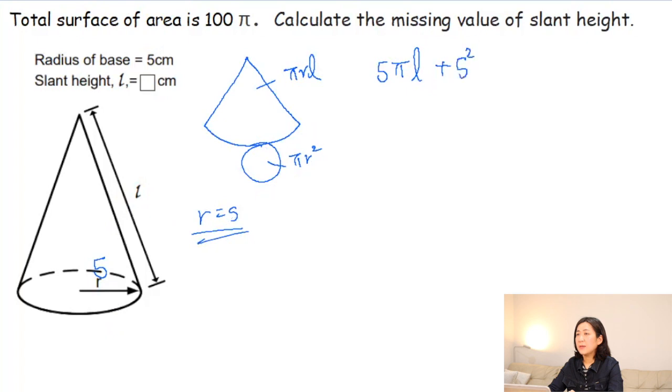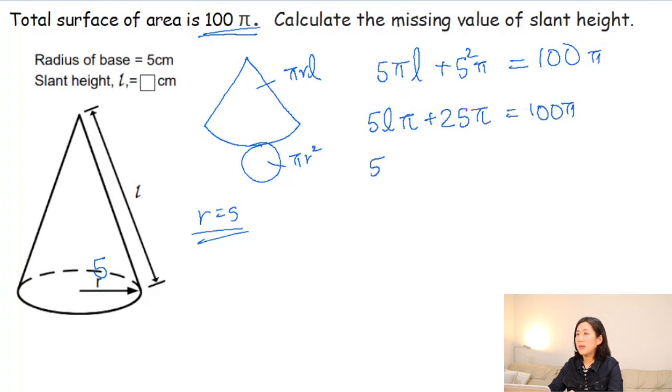So let's simplify our equation. 5l pi plus 25 pi will be 100 pi. Then 5l pi equals, you take away 25 pi, 75 pi. Now you can divide by pi, then L will be 75 divided by 5, so your slant height is 15, and that's the missing part. Right, so well done. This is the end of the second video.